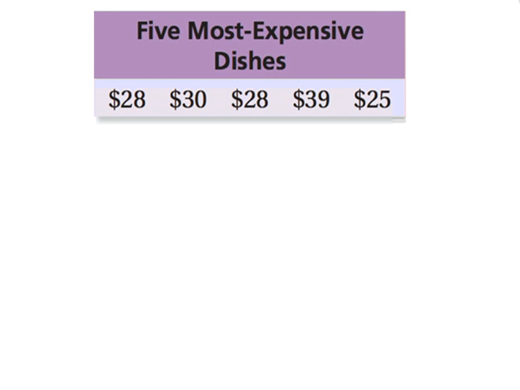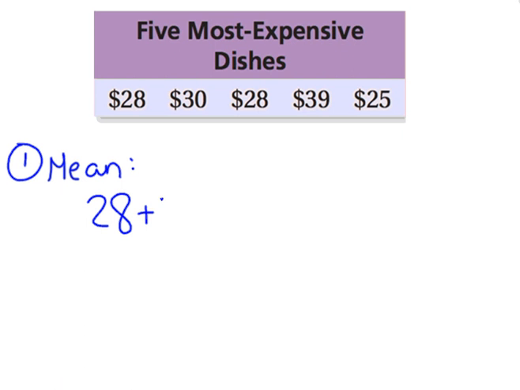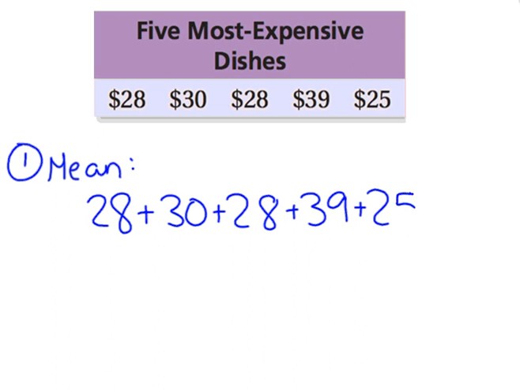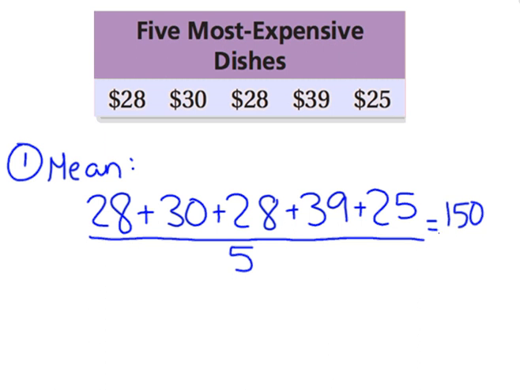Let's start with the 5 most expensive dishes. So we saw from before that the very first thing that we're going to do is find the mean. And for this one, we have 5 numbers that we're going to add up. So 28 plus 30 plus 28 plus 39 plus 25. And then after we add those up, we're going to divide by 5 since there are 5 data values. So when we add up all of the numbers in the numerator, that's going to come out to be 150. And then 150 divided by 5 is 30.